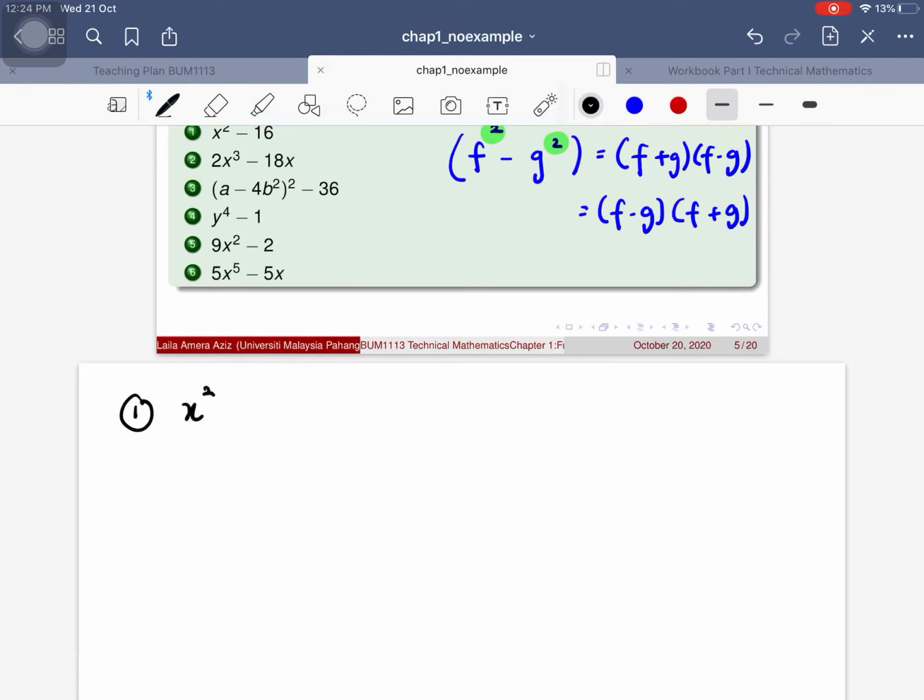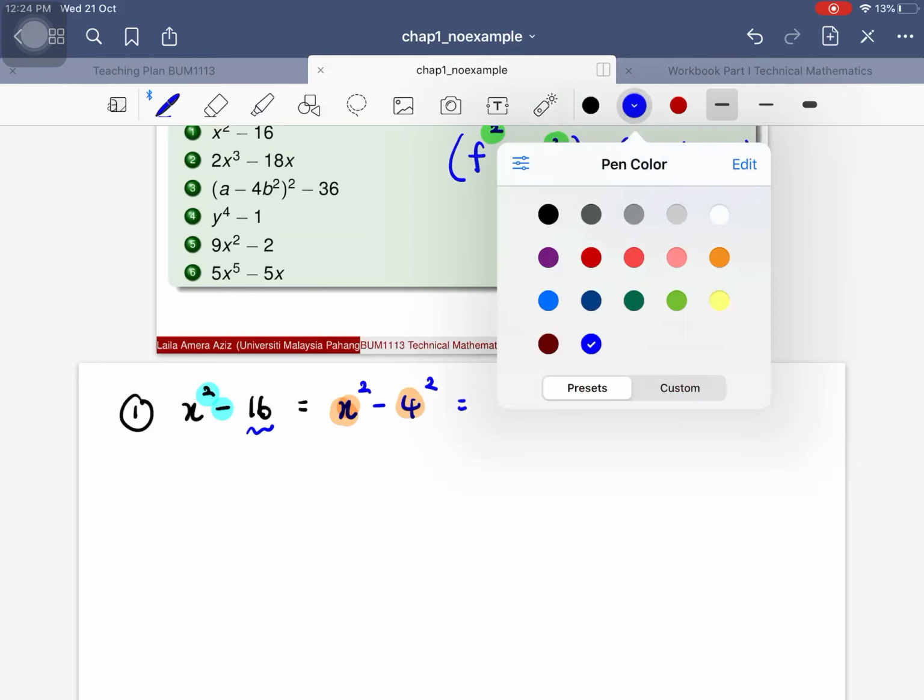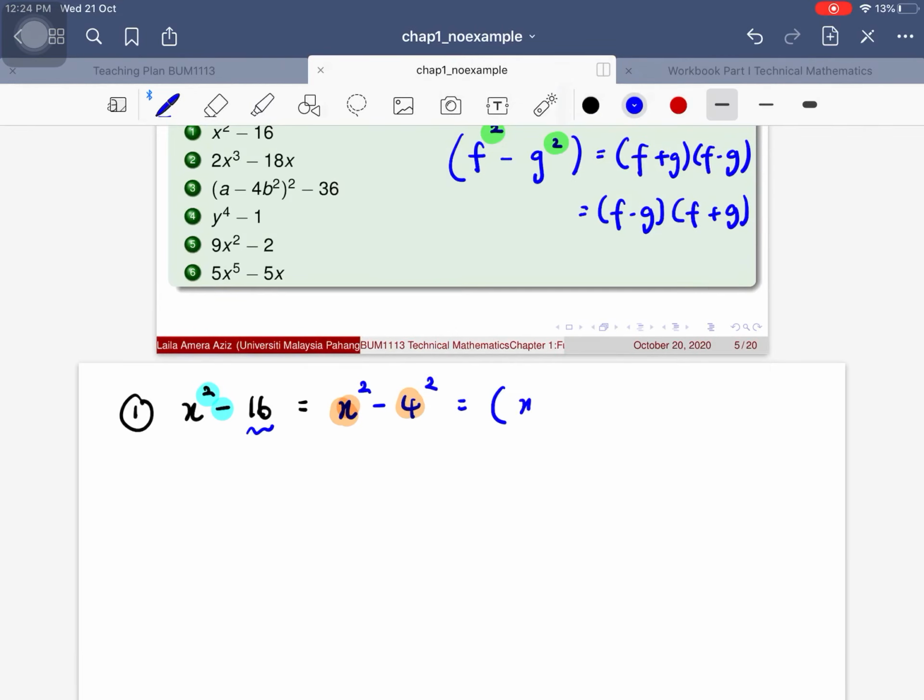I simply have a function of x squared minus 16. The good news is that the first term is already a square, so I don't have to deal with that anymore. The middle is a minus, so it satisfies the condition to use this technique. But 16 can be written as 4 to the power of 2. Now that both of them are squares, I take our f and our g and make a product of them. One is going to be plus, one is going to be minus. So I'll end up with x plus 4 multiplied by x minus 4.